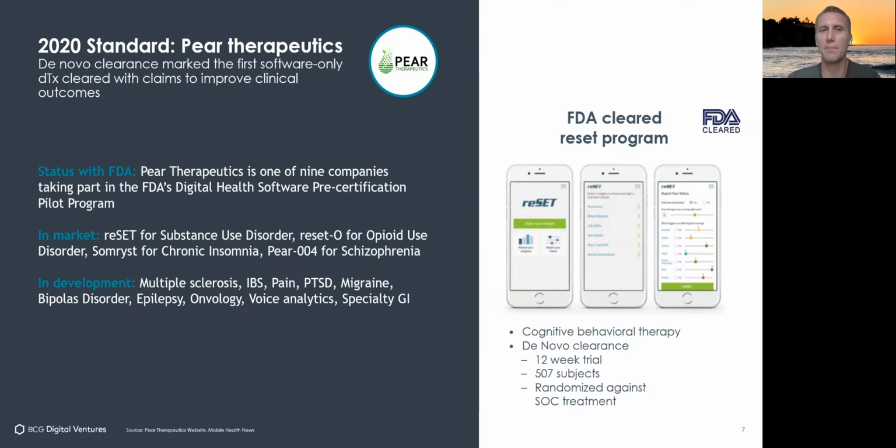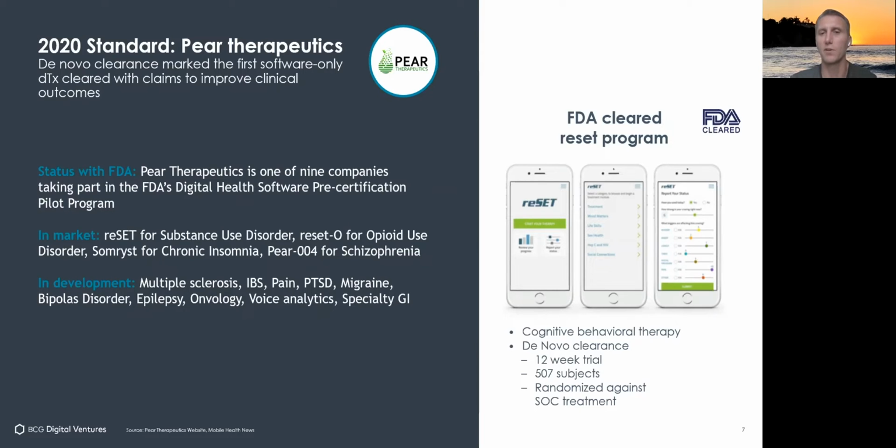They made waves by being the first software-only digital therapeutic cleared through the de novo pathway, and where they had specific claims on improving clinical outcomes. The difference there being it wasn't just necessarily a piece of software that was prescribed, as was previously done, but they had clinical claims in their submission to the FDA.